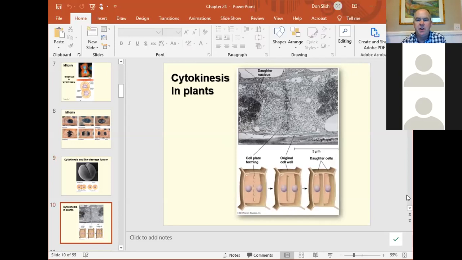Plants are a little bit different again. They always have to be different. What happens is you get vesicles with cell wall material and plasma membrane material kind of coalescing here.